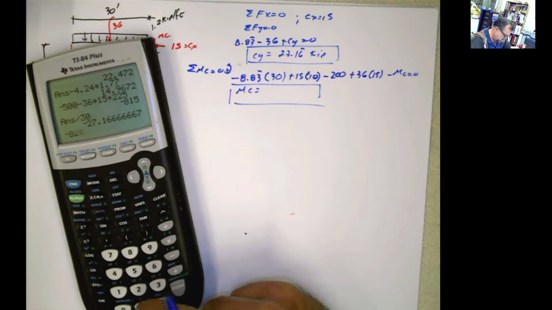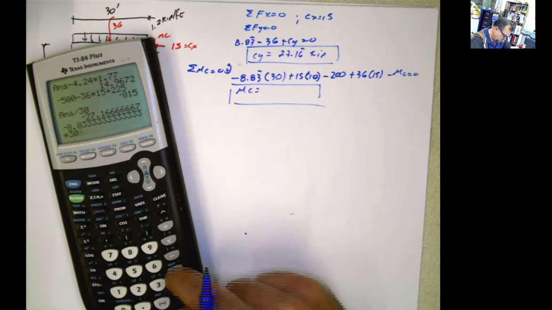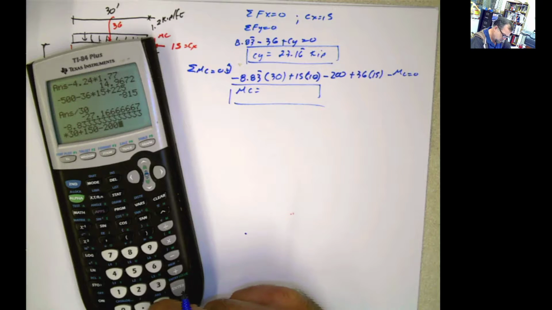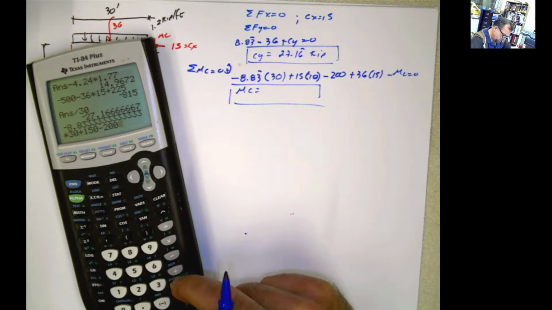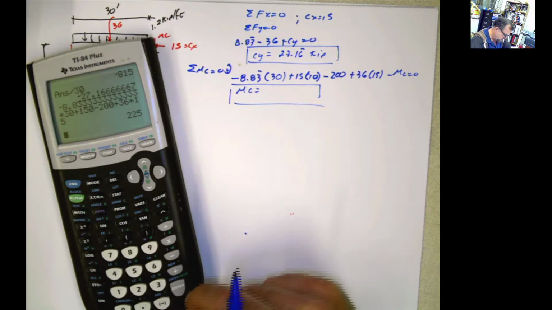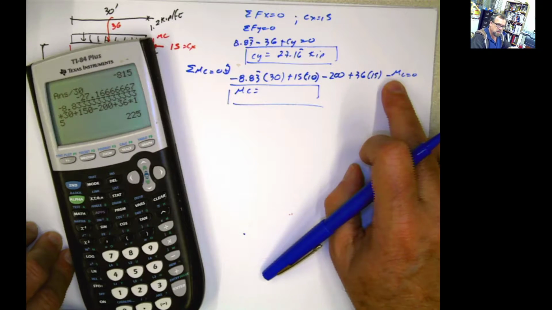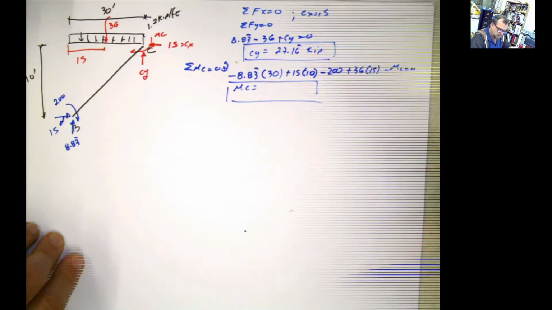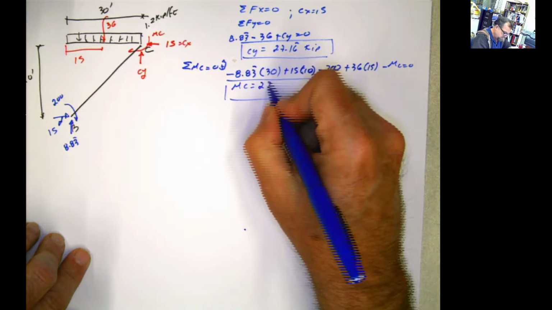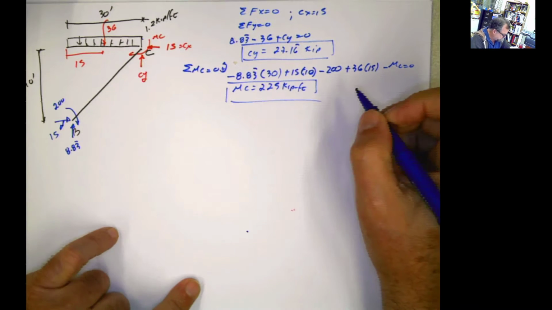And Mc is going to be equal to negative 8.8333333333 times 30 plus 150 minus 200 plus 36 times 15 equals 225. And this is negative here, so when I pass it to the other side, it's going to be positive, 225. There you go.